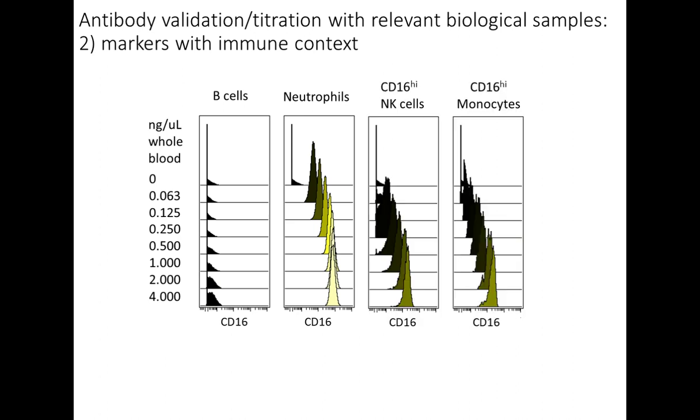However, CD16 is also expressed by other cell types in blood, and so by being able to define that cellular context, we can actually see now that even though 0.5 or even 0.25 nanograms per microliter is sufficient to resolve our CD16 positive neutrophils, it looks like we need much higher concentrations to be able to resolve our CD16 high NK cells and our CD16 high monocytes. So it's another context where titrating an antibody with sort of known cellular context is helpful in determining optimal concentrations.